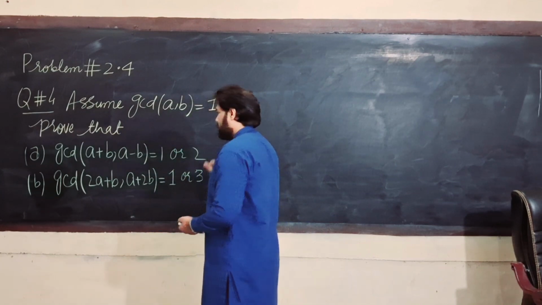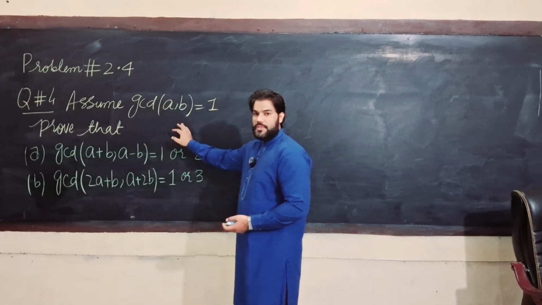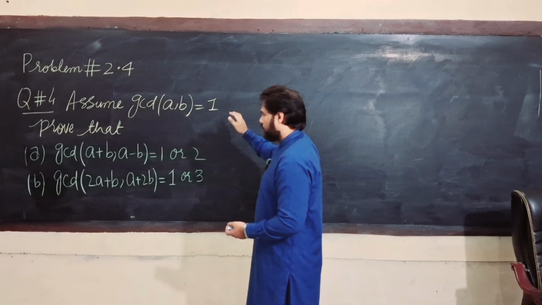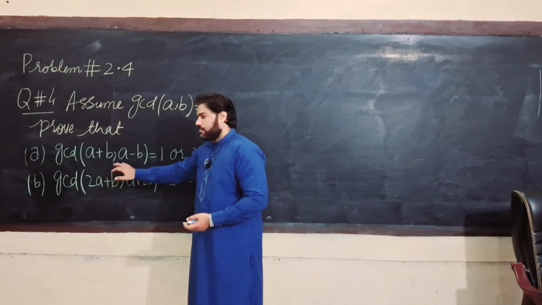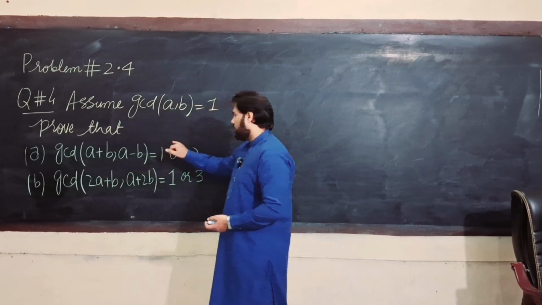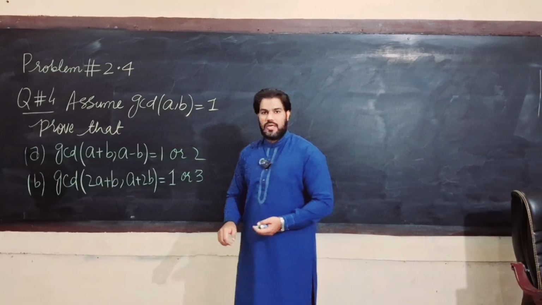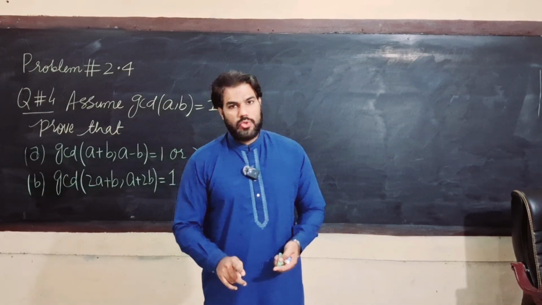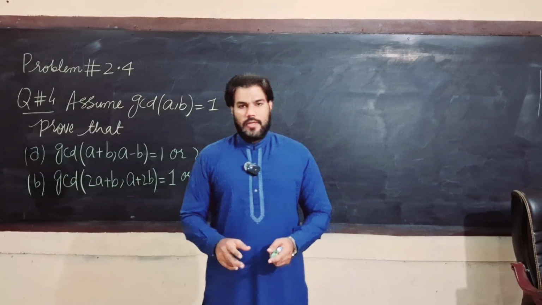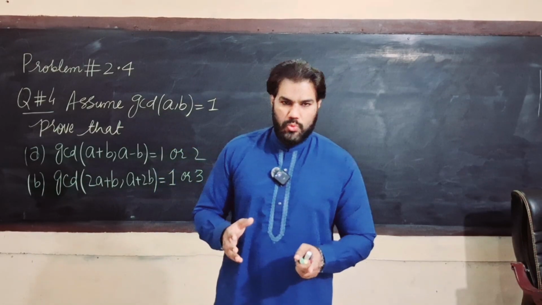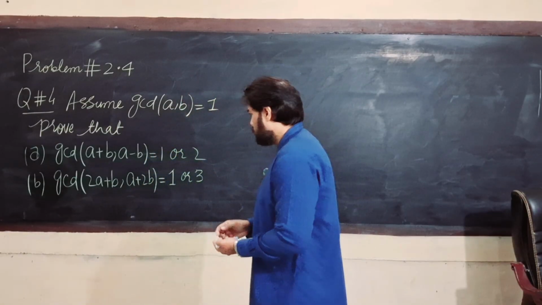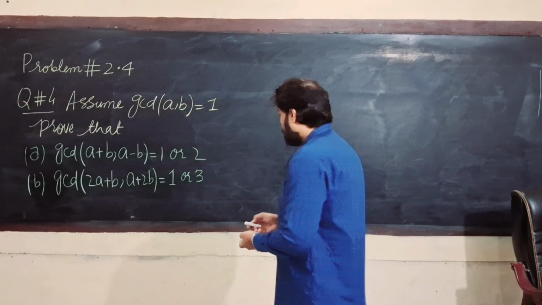Question number 4 says, if GCD of A and B is equal to 1, then we have to show that GCD of A plus B and A minus B is equal to 1 or 2. Its B part says GCD of 2A plus B and A plus 2B is equal to 1 or 3. I will share two different techniques to solve both of these questions. So let us discuss the first part.